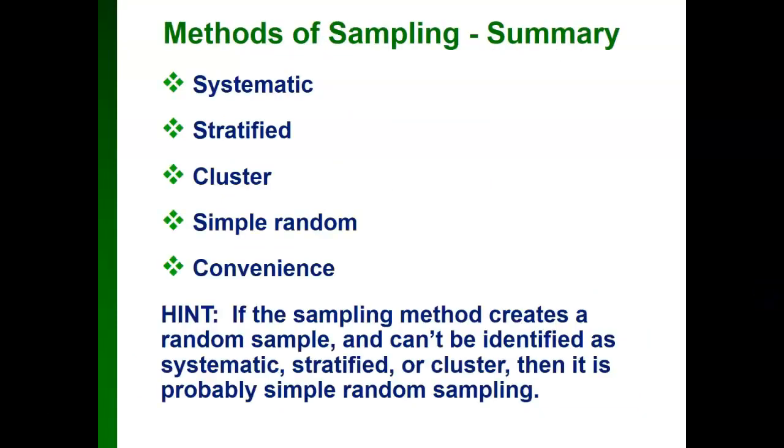Here's a summary of our sampling methods. One more hint for telling if something is a simple random sample: if the sampling method creates a random sample, but it can't be identified as systematic, stratified, or cluster sampling, then it's probably simple random sampling.